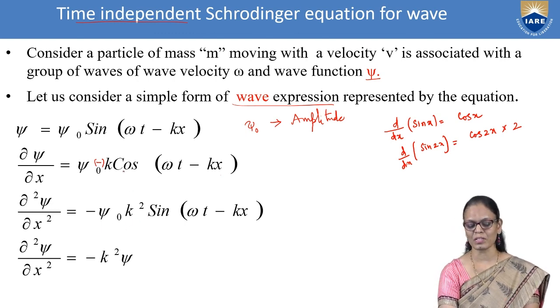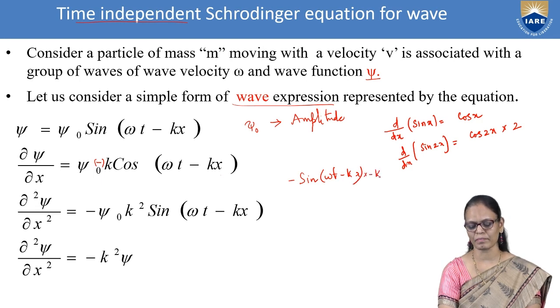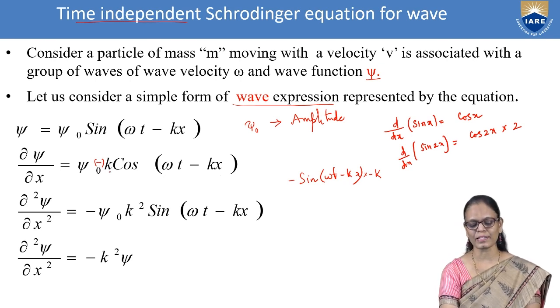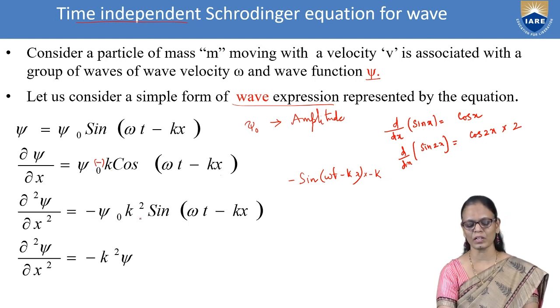Why k square? Because for cos(omega t minus kx), you get minus sine(omega t minus kx), and for minus kx, you will get minus k. So what we are going to get here is minus into minus, plus k sine(omega t minus kx). So we already have a minus k. So minus k into k will give us minus k square. So minus psi naught k square sine(omega t minus kx).